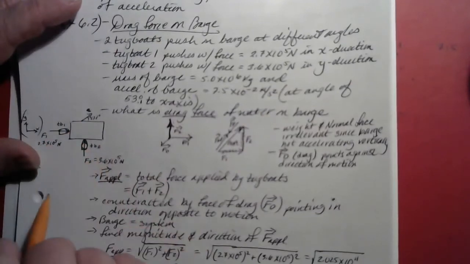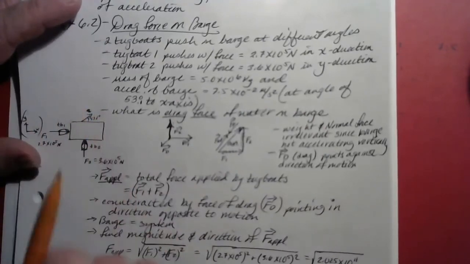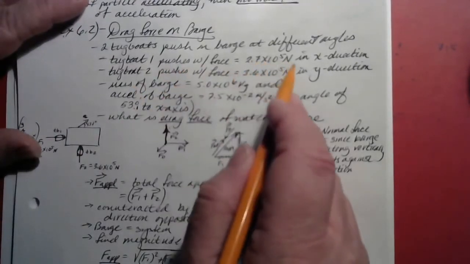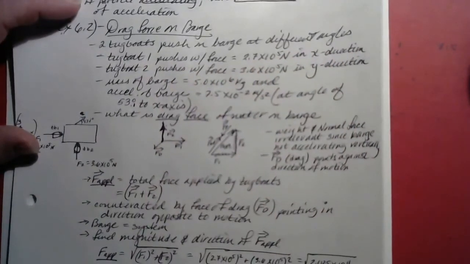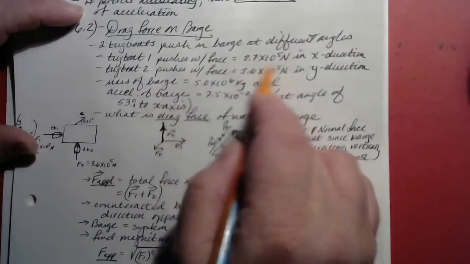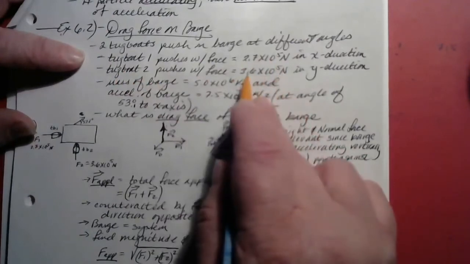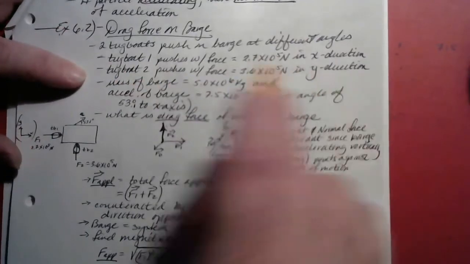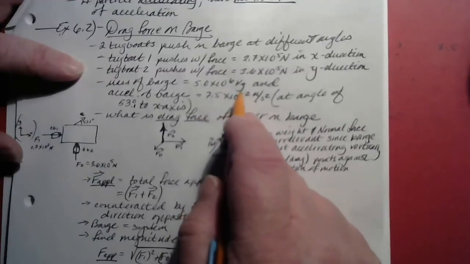They push with different amounts of force, though, and that results in the barge moving off at an angle, not along the X or the Y axes exactly. So tugboat one pushes with a force of 2.7 times 10 to the fifth, that's 270,000 newtons in the X direction. Tugboat two pushes with a force of 3.6 times 10 to the fifth, or 360,000 newtons in the Y direction. And the mass of the barge is 5 million kilograms, 5 times 10 to the sixth.